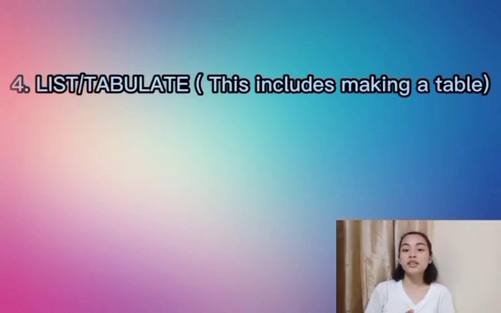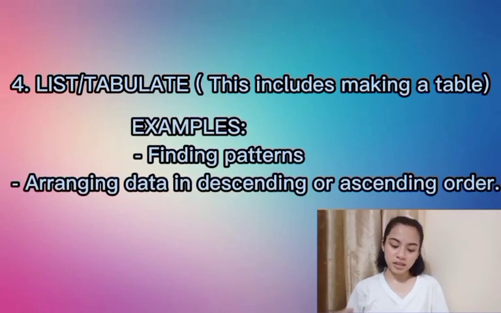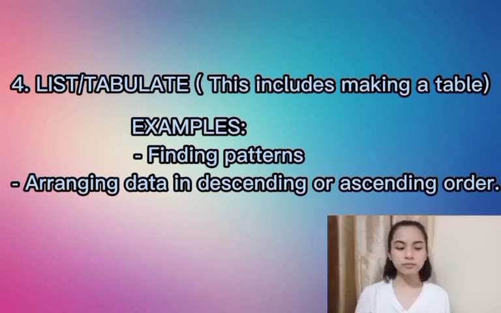The last strategy is list or tabulate. This includes making a table. In this strategy, it could help us discover hidden hints towards the solution of some problems. The examples are finding patterns and arranging data in descending or ascending order.